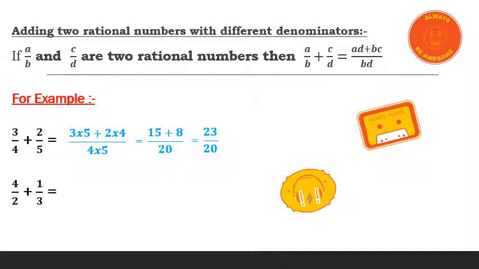Okay, number 2: 4 over 2 plus 1 over 3. What can I do? 2 by 3 and the cross multiplication, 3 by 4 plus 2 by 1. Then 2 by 3 equals 6, and 4 by 3 equals 12, and 2 by 1 equals 2, which makes 14 over 6. Simplify: equals 7 over 3.